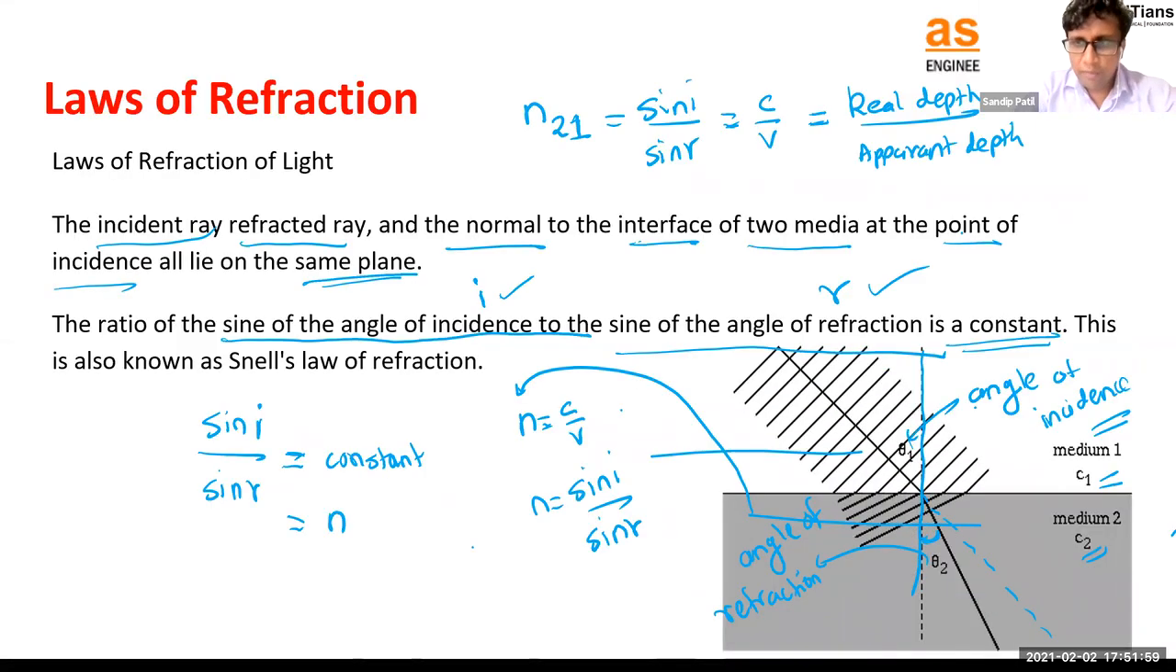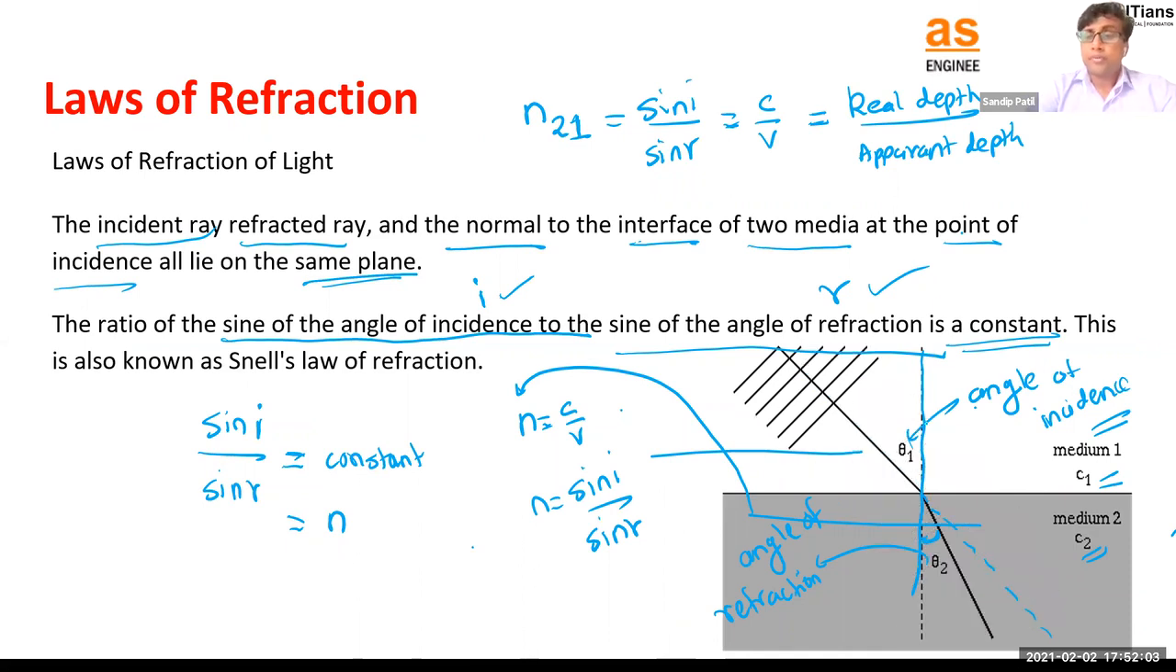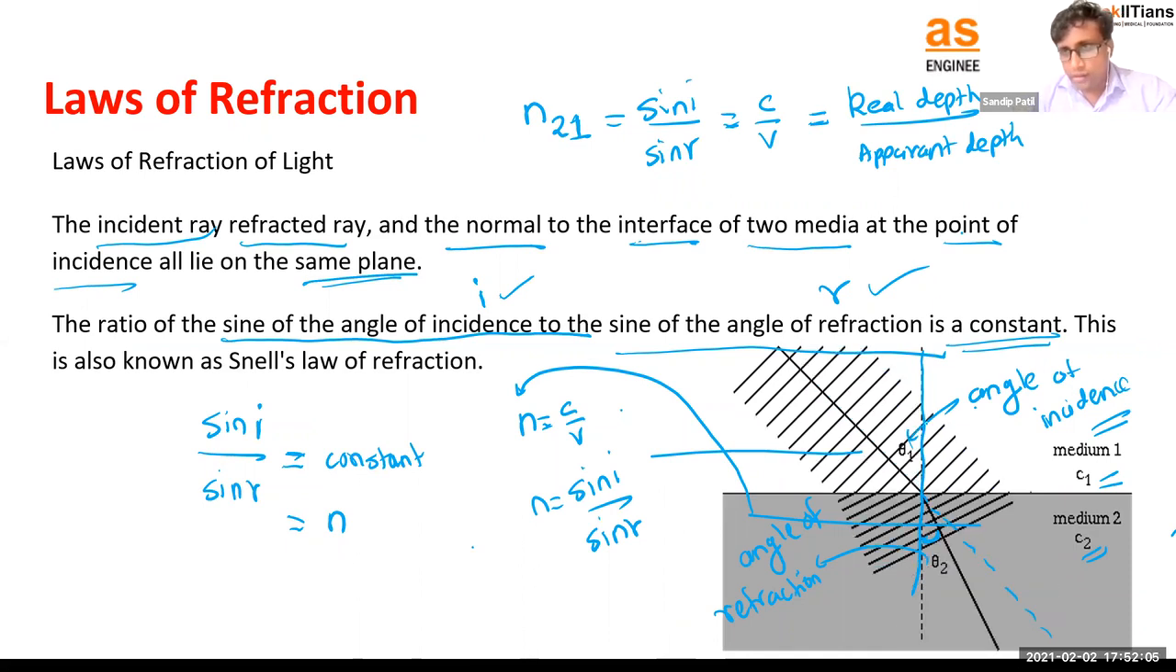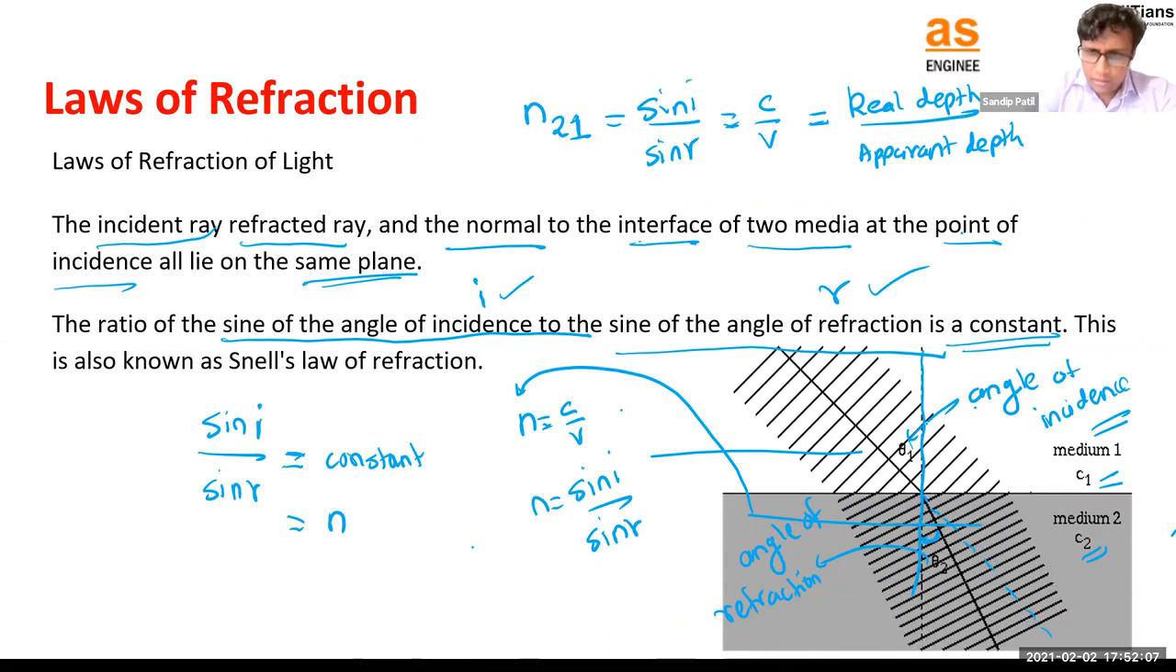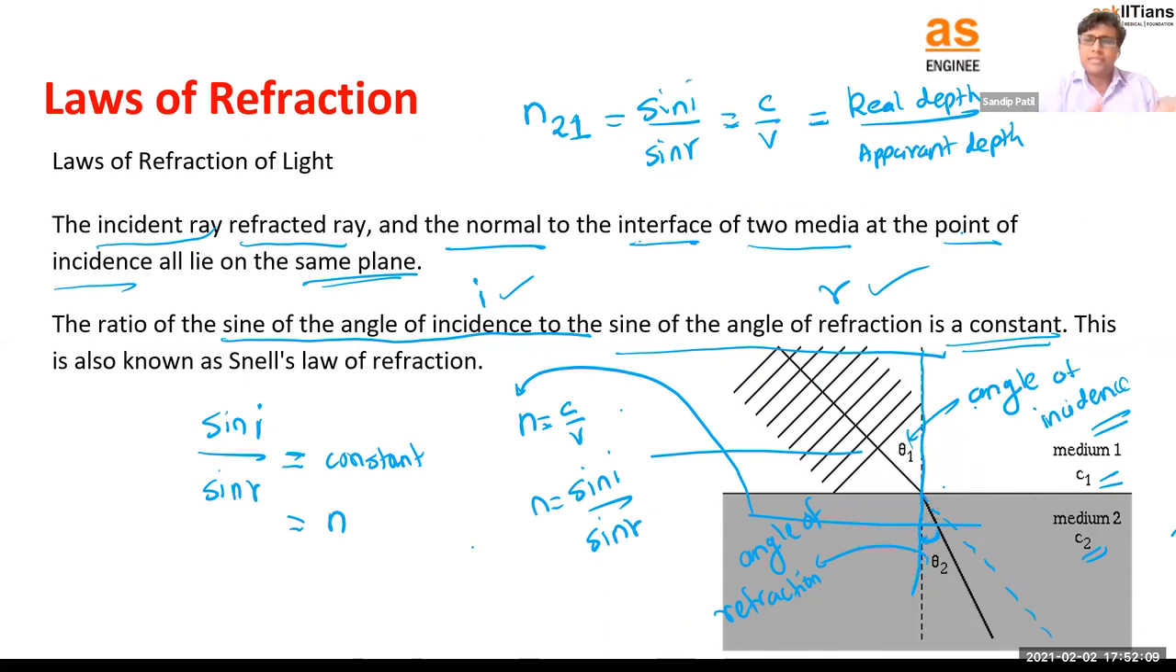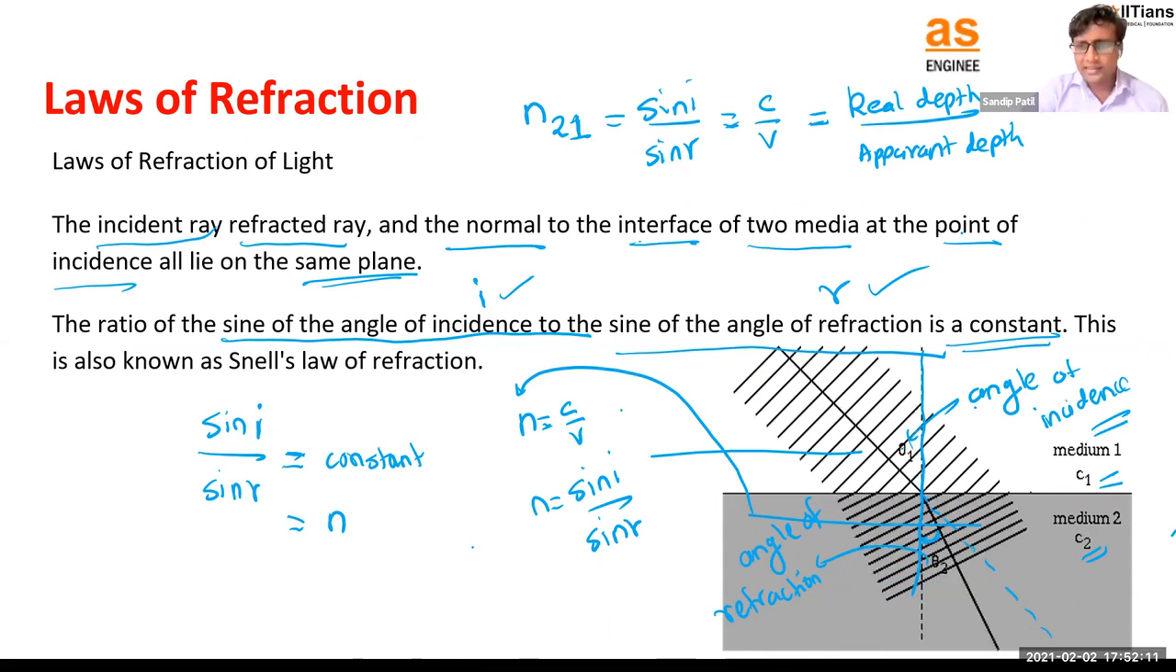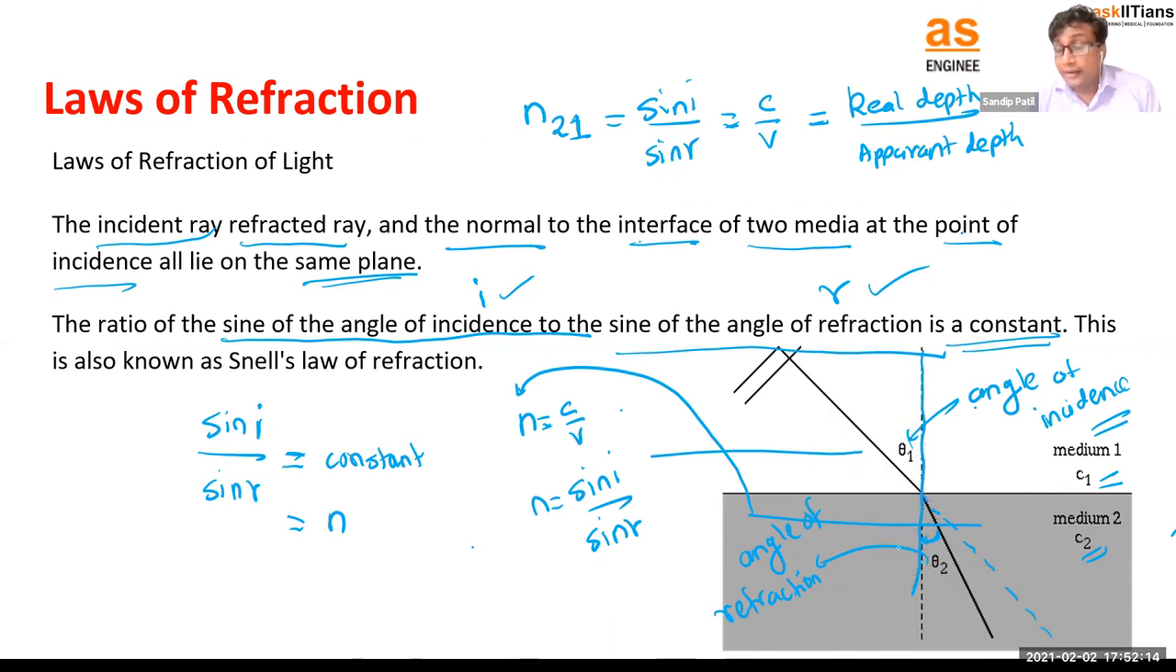We already have seen when light is going from rarer to denser medium. From rarer to denser, we get an angle of refraction such that it becomes less. You can see here that i is greater than r. But now I told you that it is not necessary that light will always pass from rarer to denser, or air to water. It could happen the other way.